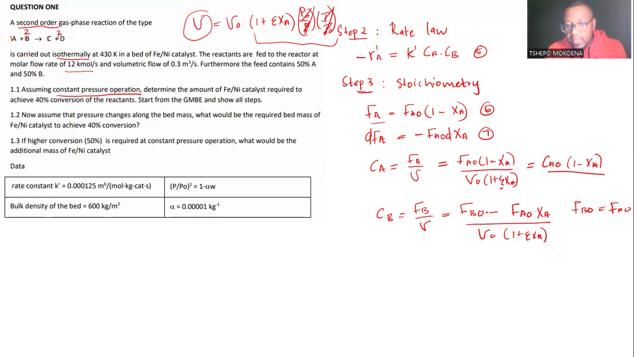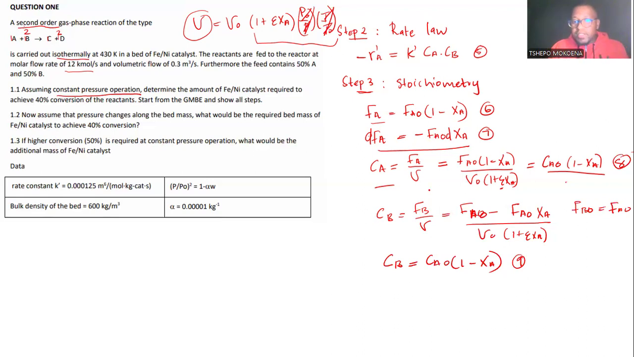Do you understand? So in this position of FBO, I can write FAO, which now looks like this when I take out the common factor. So at this point in time, CB will be the same as that equation, which is CAO (1 minus XA). I wanted to derive this to show you that it does make sense without just writing it. So from the stoichiometry part, this is the equation we have, number 7, this is equation number 8, and this is equation number 9. This is what we have from the stoichiometric part.